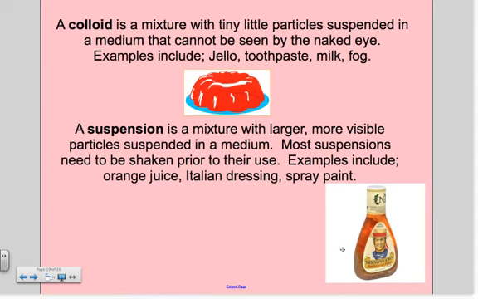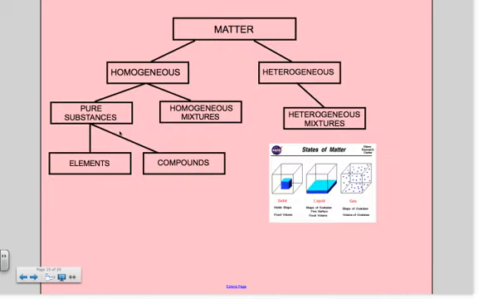Spray paint. You see in Italian dressing how everything kind of sinks down to the bottom. You have to shake it before you use it. That's a good indicator that it is a suspension. So here's the matter map. Homogeneous, heterogeneous. Most things that are heterogeneous are very easy to figure out. Homogeneous, it could be a homogeneous mixture, a compound, or an element.